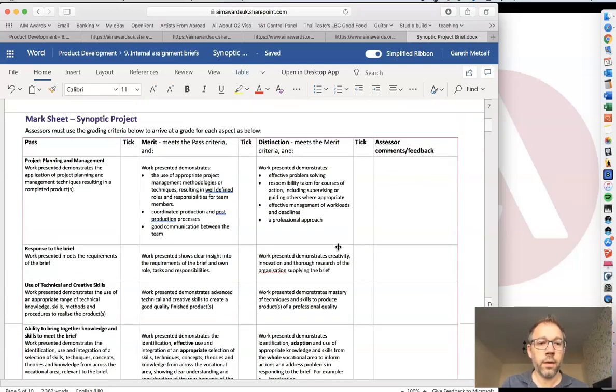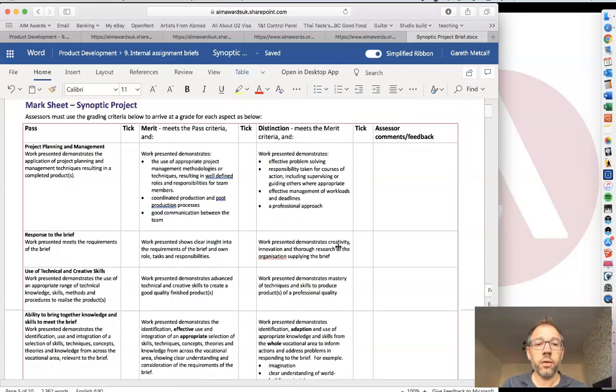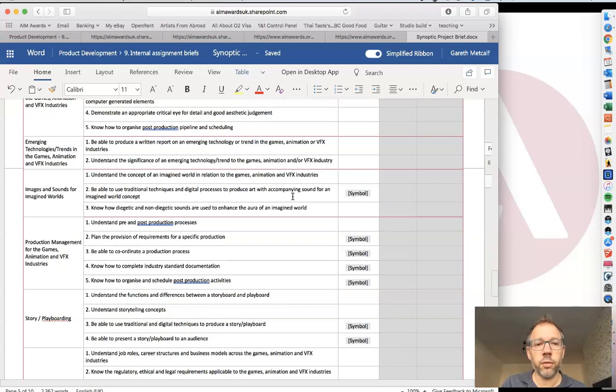So when it comes to marking the Synoptic project, you don't look at that sheet above. That's just as a record, really. What you look at is these criteria here, the same as all of our mark sheets, which set out what they must do to achieve a pass, a merit, or a distinction against each of these areas. So you might think that makes the ticking of other things redundant.